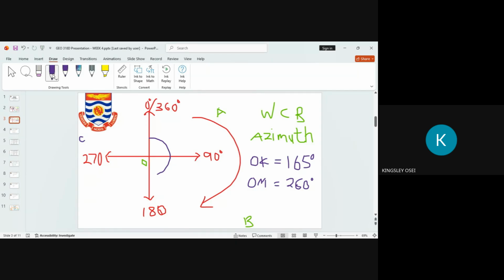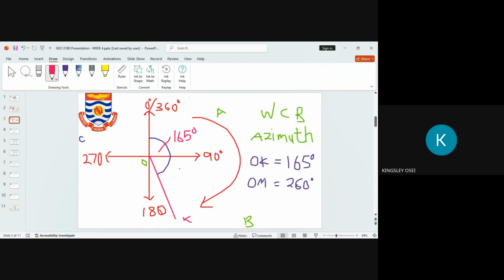Such that when I am able to eventually map or measure, this is how my line is supposed to be. With this angle here, it should be equal to 165. Then O will be at the start, and then K will be here. Give me OK. So OK, 165, it will be here.